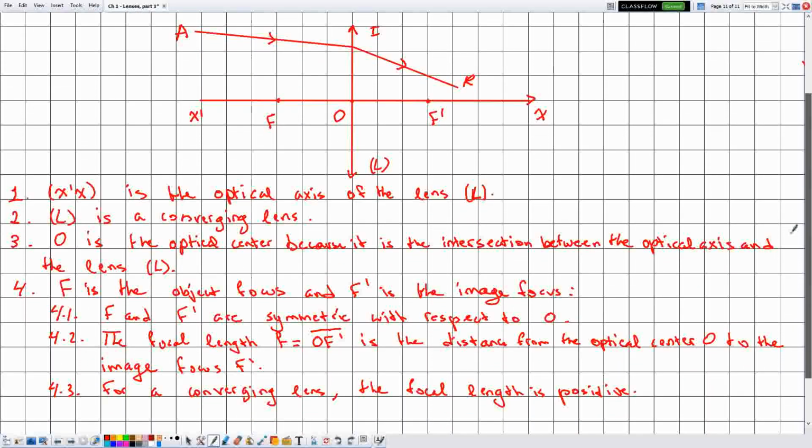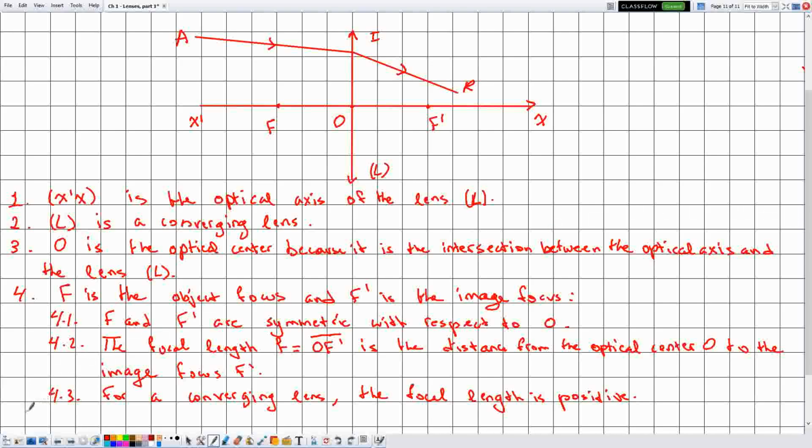Let's say the following: AI is an incident luminous ray, and IR is the emergent ray.